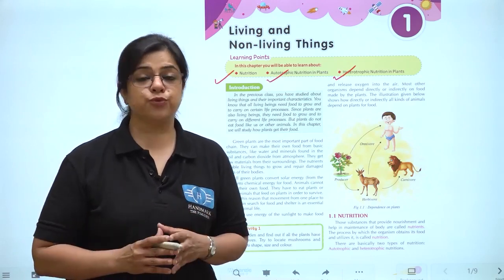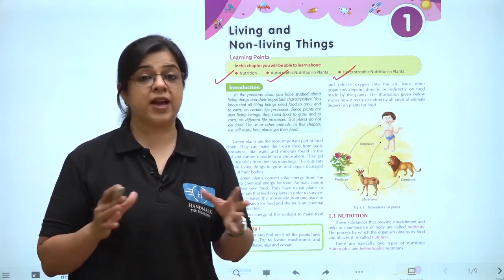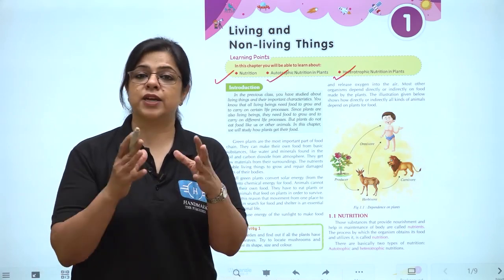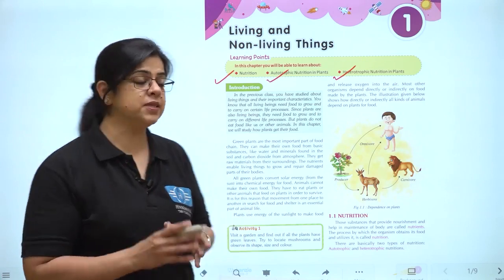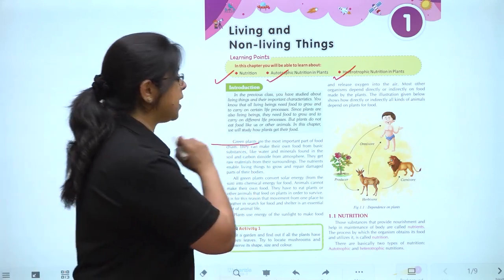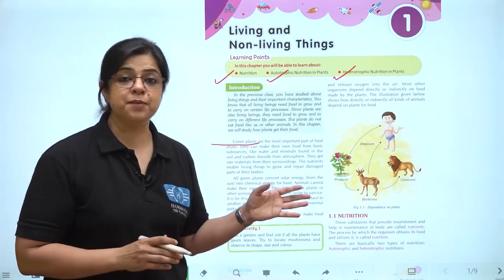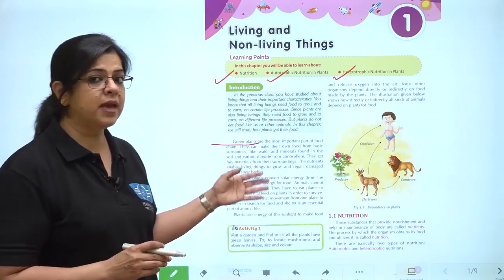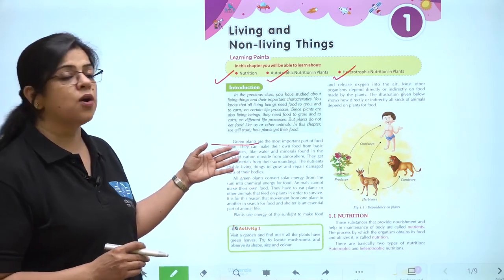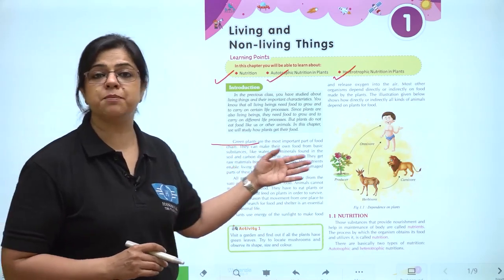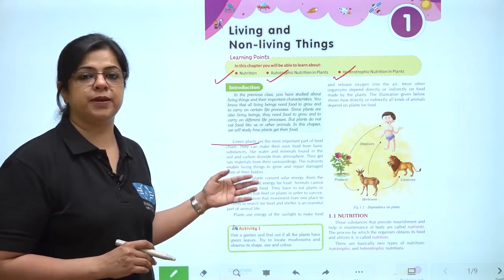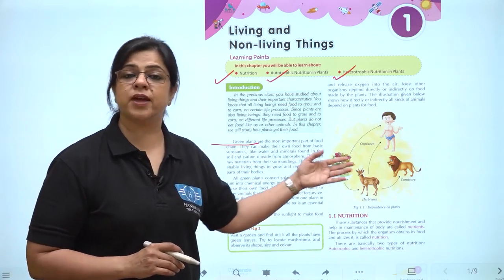Now coming down to food, we all know and we have learnt in our previous classes that human beings and animals depend on green plants for their food. Green plants therefore are the main source of energy on earth. They are also an important part of the food chain. Green plants prepare their own food.